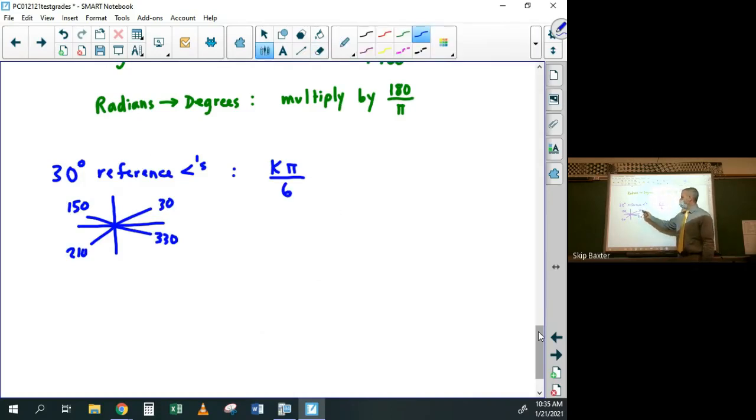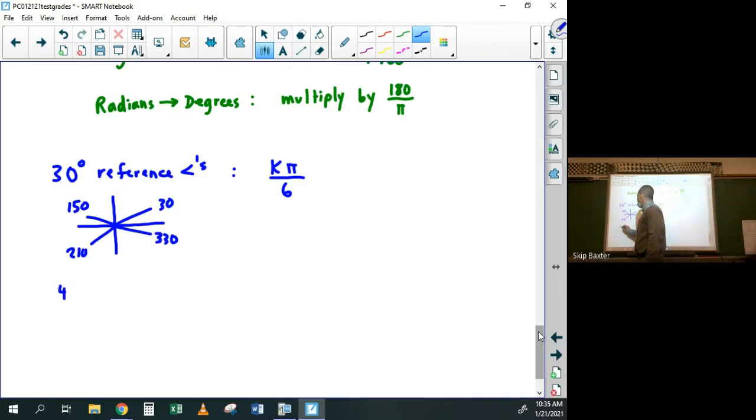So this is pi over 6. This is 5 pi over 6. This is 7 pi over 6. This is 11 pi over 6. It's something over 6. So if you see an angle that's in radians and its denominator is a 6, then it's a 30-degree reference angle somewhere. So it helps you come up with the answer a little quicker.